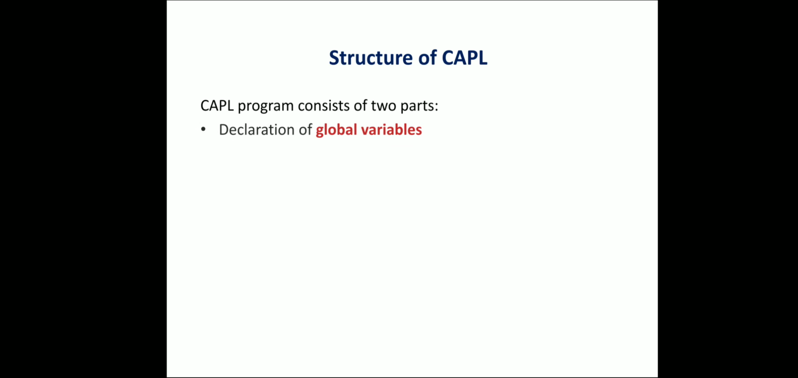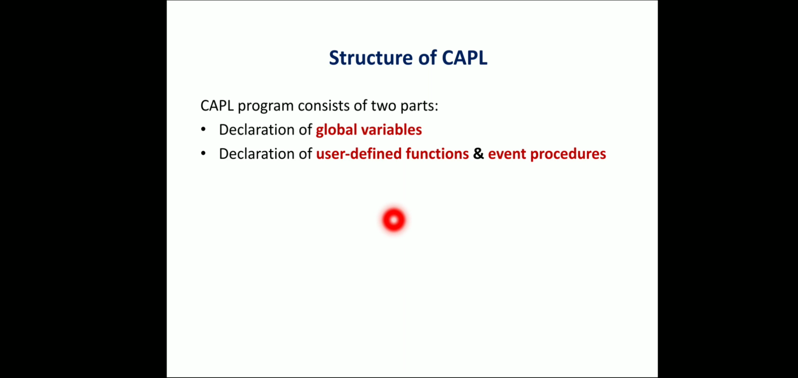Structure of CAPL. A CAPL program consists of two main parts: declaration of global variables, and declaration of user defined functions and event procedures. You can add other parts also, like evaluation of the messages or evaluation of the signals. But syntax wise, these are the two parts: global variables, and user defined functions and event procedures.